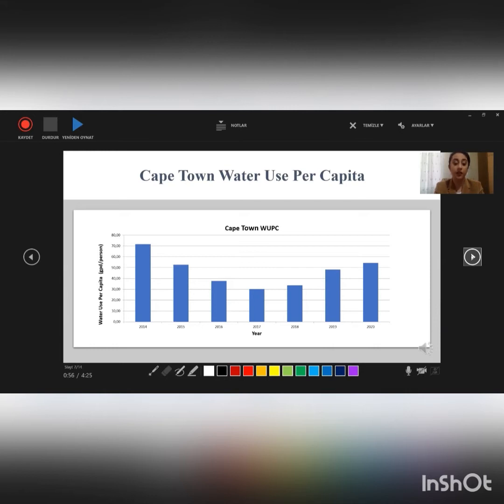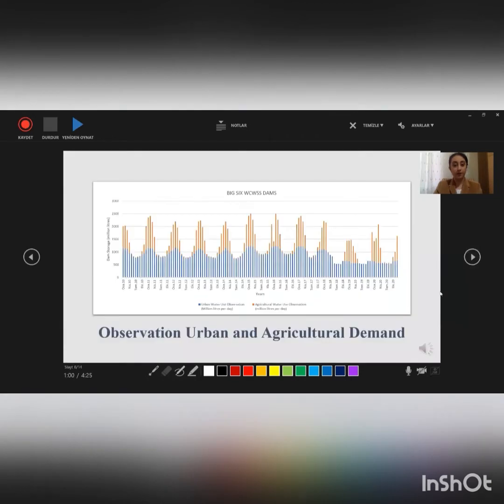But we can see in the graph in 2017 it is 30 gallons, which is approximately equal to 114 liters, and in 2018 it is approximately equal to 124 liters. So we can say that they are over the limits. And now we are seeing our observation, urban and agricultural water demand.